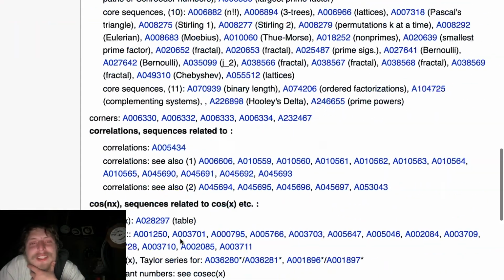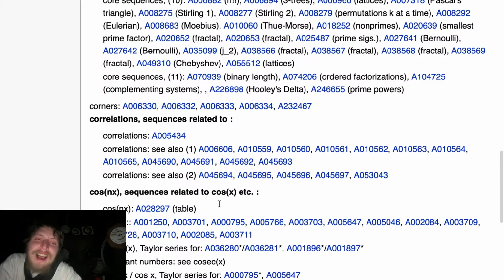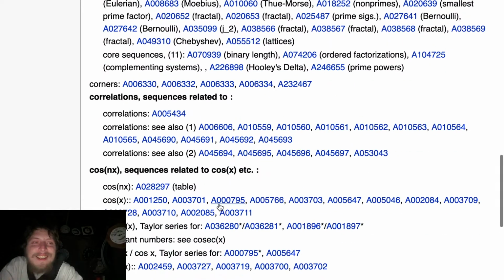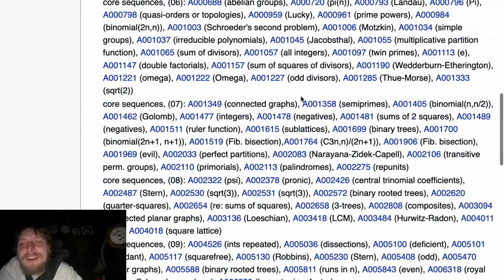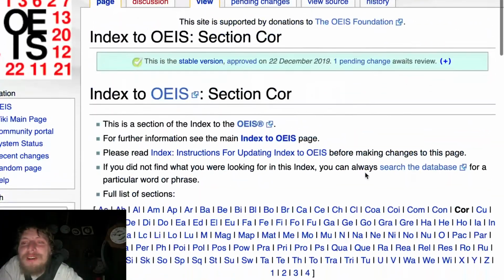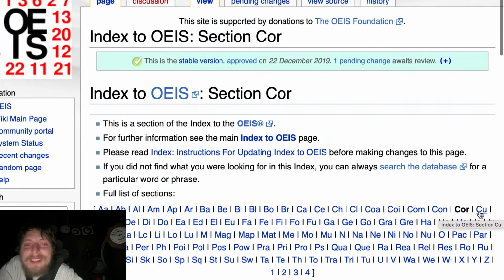And correlations, sequences related to that. Sequences related to cosine of x are all under this COS section. Or no, wait, COR. Why is cosine on there? But I guess it's COR until CU is what that means. That makes sense. They don't want to list the whole range because this would be twice as long.